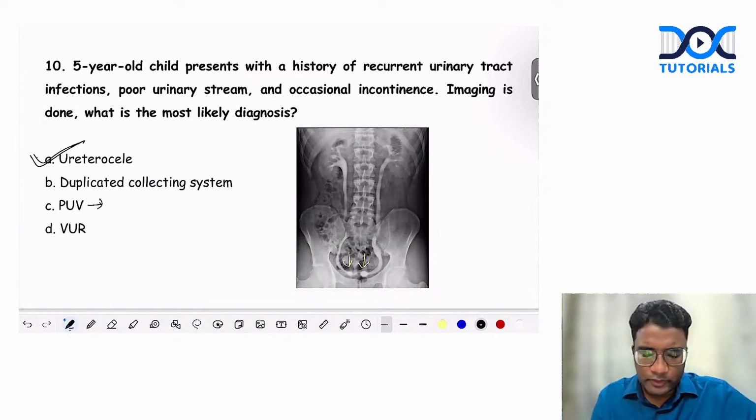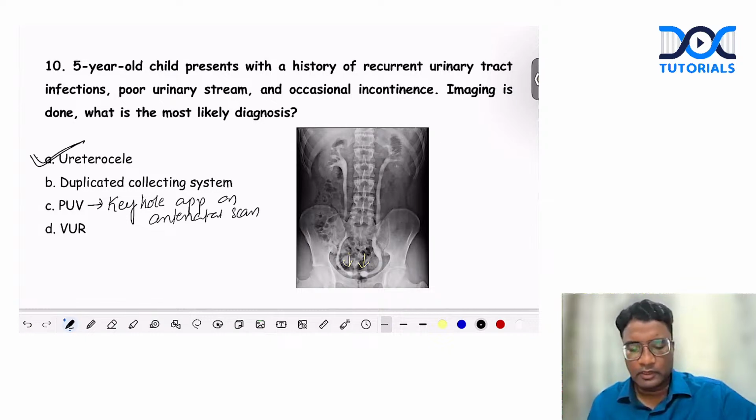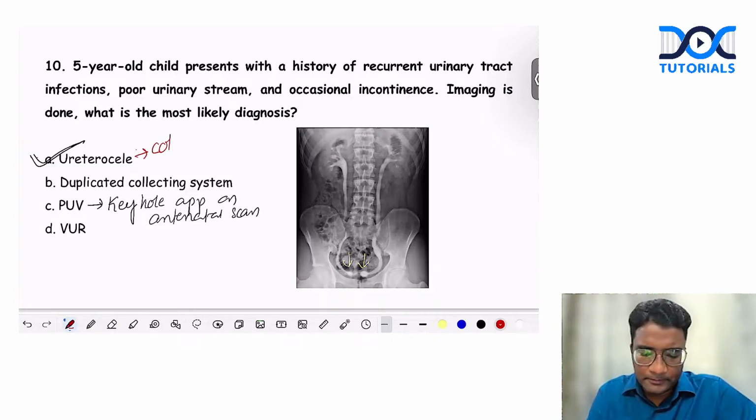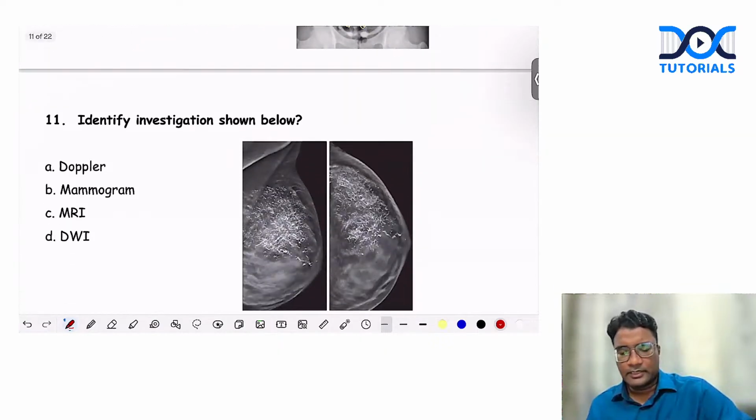Posterior urethral valves would have given a keyhole appearance, right? This would have given a keyhole appearance on antenatal scan because of the posterior urethral valve. This is the cobra head or adder head appearance. This is ureterocele. Let's look at the next one.